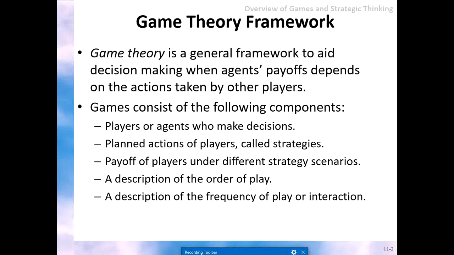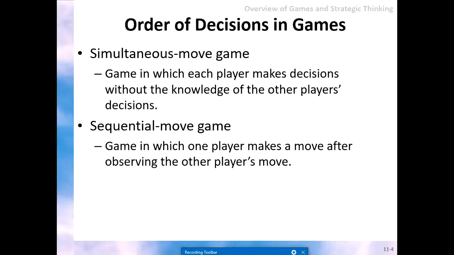So for that, game theory consists of the following components. We have the players, or the agents or the managers, who make decisions. We have the planned actions of the players, which we call strategies. And we have the payoff of the players in the different strategy scenarios, which you can call profit or revenues, or losses. So we have a description of the order of play, and we have a description of the frequency of play. What is the description of the order of play?